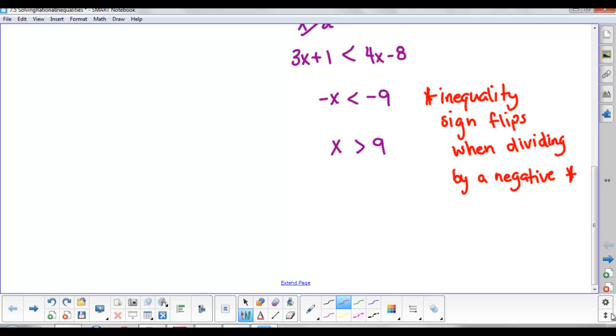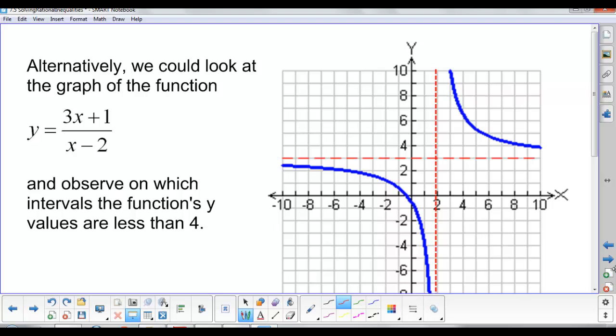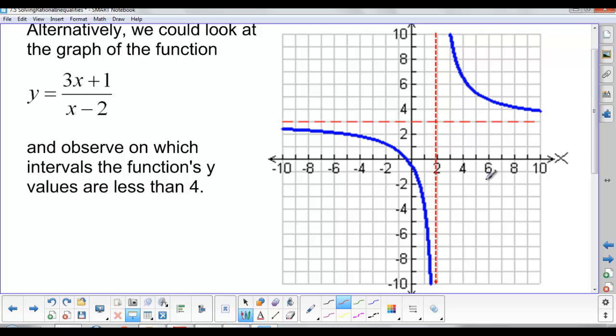So what we'll do now is take a look at this graphically. Here's our function. If we were to graph it out, we would see that when x is greater than 9, most definitely our function is less than 4, right? Because our question was, when is the function (3x + 1)/(x - 2) less than the value of 4? We can clearly see there's our y value of 4, and when x is greater than 9, not equal to, but greater than 9, our function is most definitely below that.